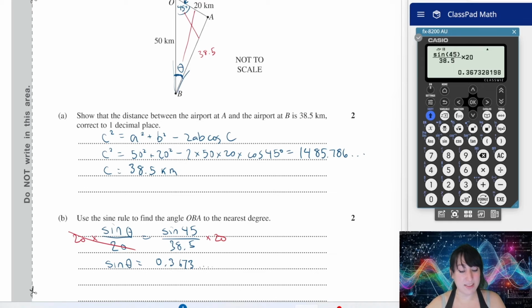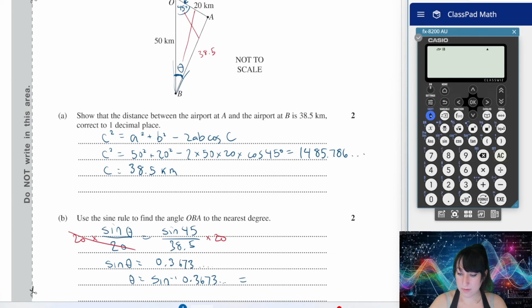Don't forget, there is one more step to do because we're trying to find the angle, which I called theta, not sine theta. So to get theta, if we know what sine theta equals, we take inverse sine of the answer. That's going to be 21.55 degrees, rounding to 22 degrees.